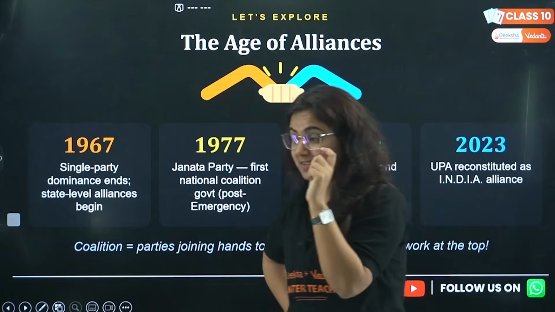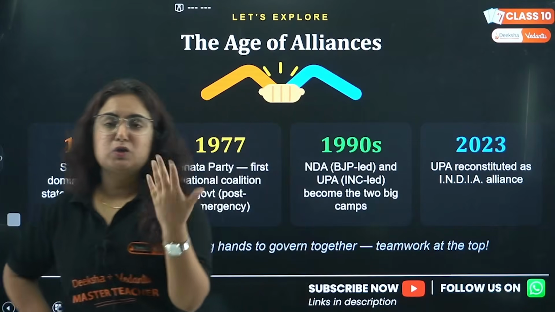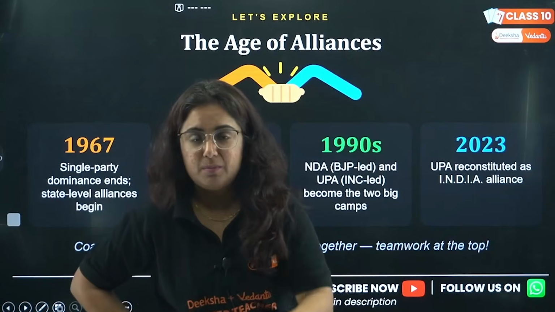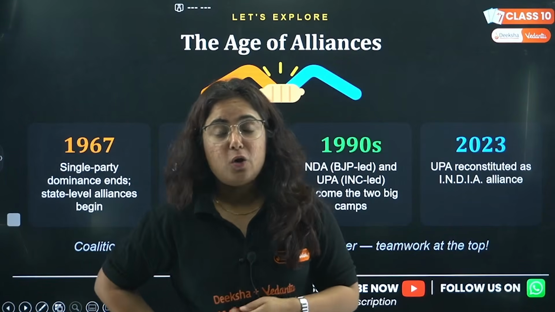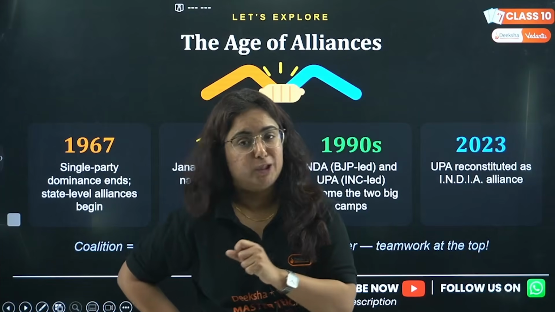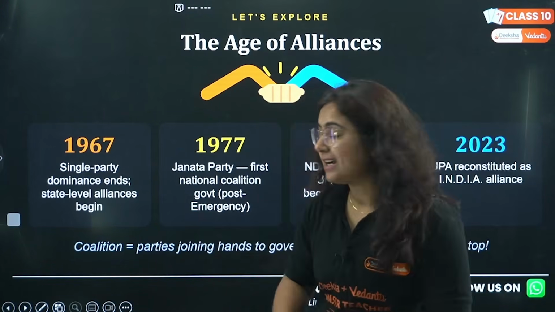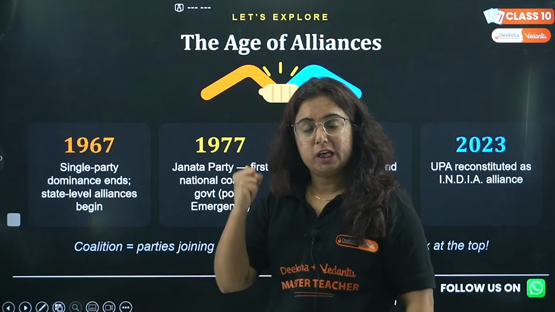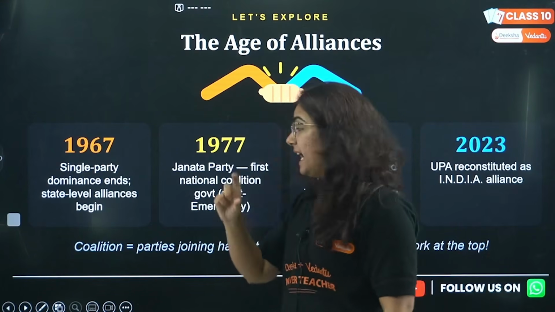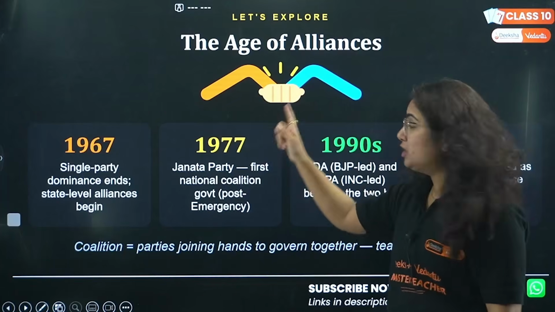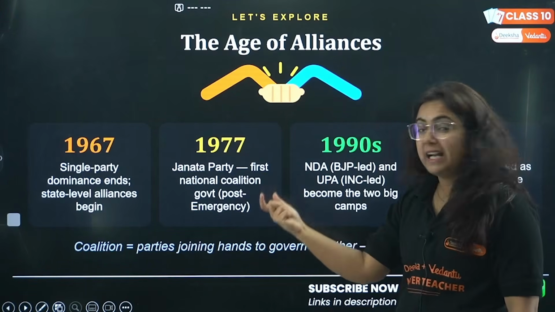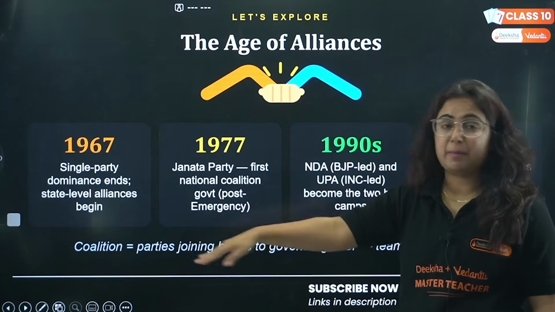But what happened then in the states, because we also provide opportunity to the states, as we are a federal country dividing and sharing powers with the states. Small regional political parties came into being, and this alliance started in the states. So that single dominant party's status was declining. And in 1977, Janata Party was the first national coalition, and this is after the Emergency.